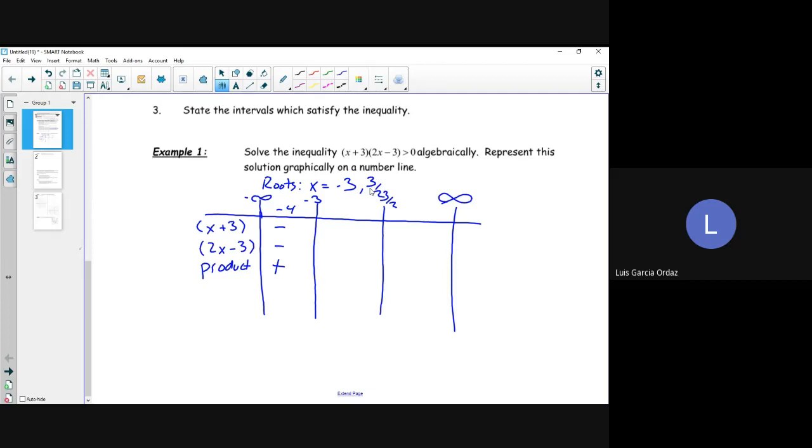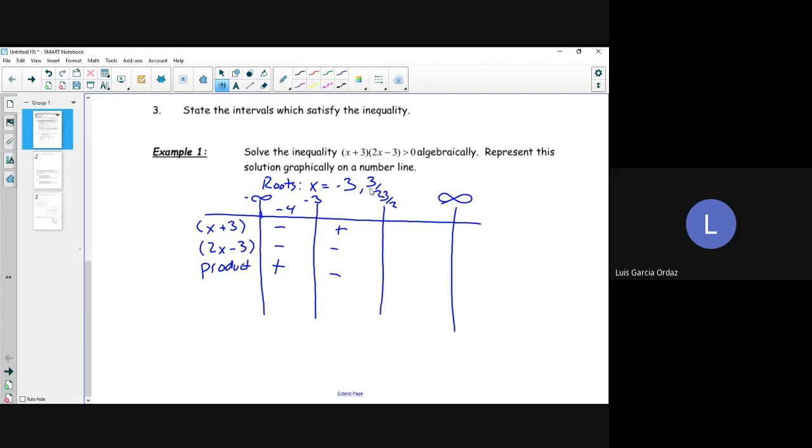Now we take a number between negative 3 and 3 over 2. What would a number be? 1. Okay. So if we sub in 1 for x, 1 plus 3 gives us positive or negative? Okay. If we sub in 1 for 2x minus 3, what does that give us? Positive or negative? Negative. And a negative times a positive gives us a negative. So at this point is when the graph is less than 0.